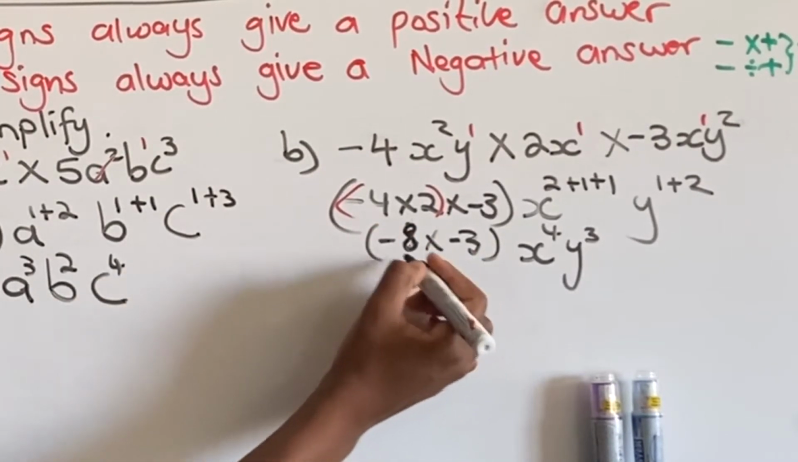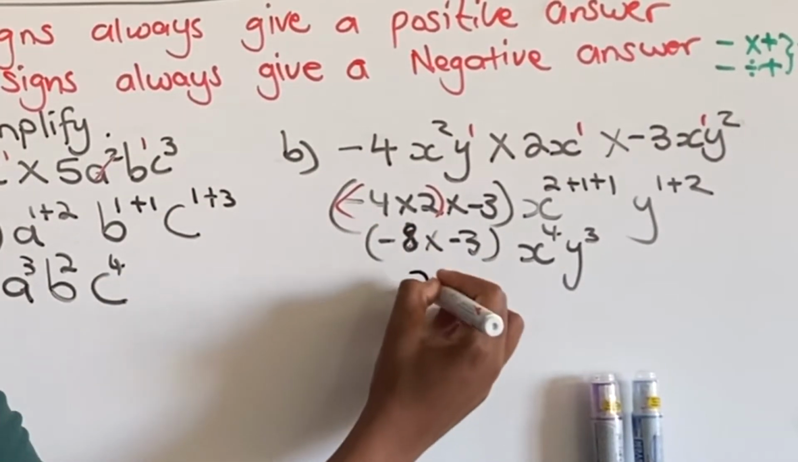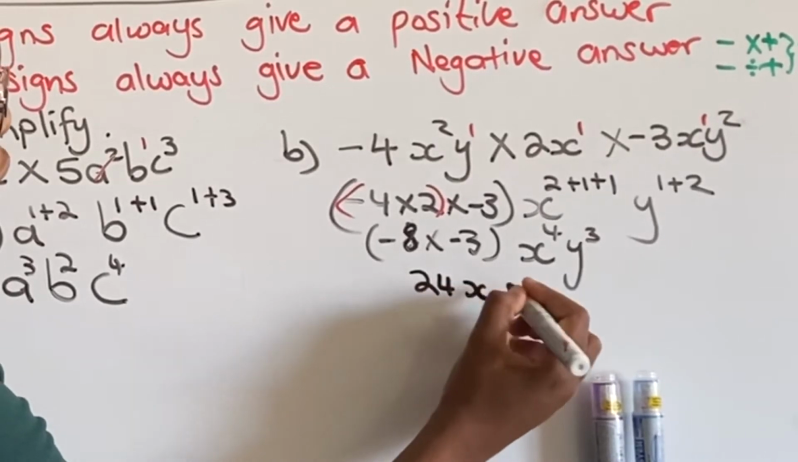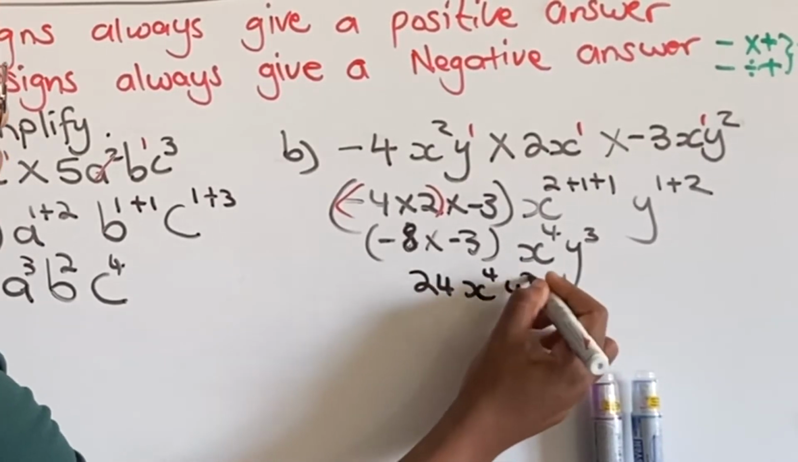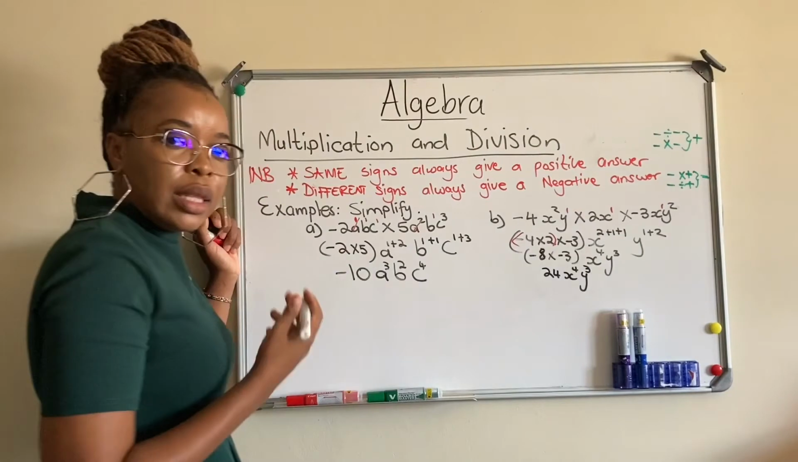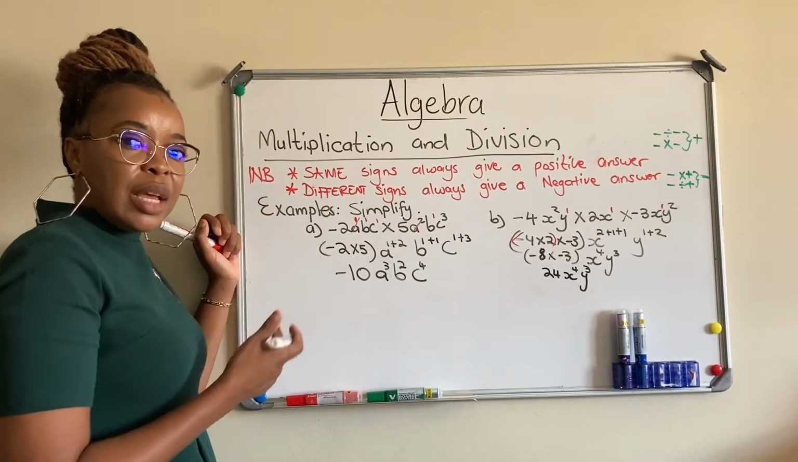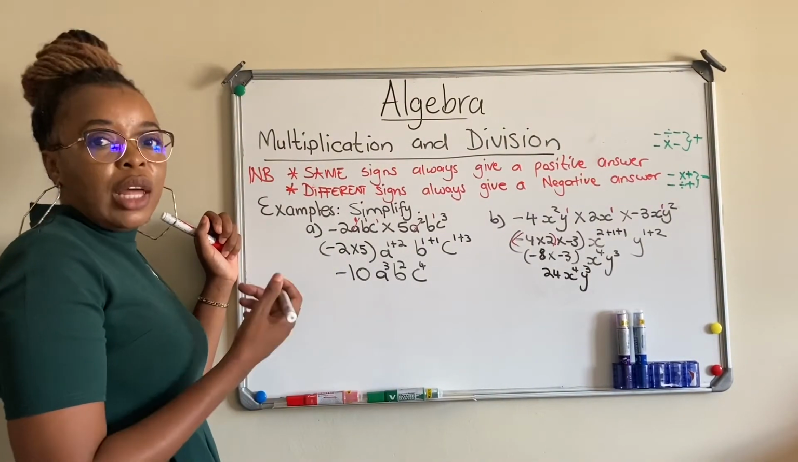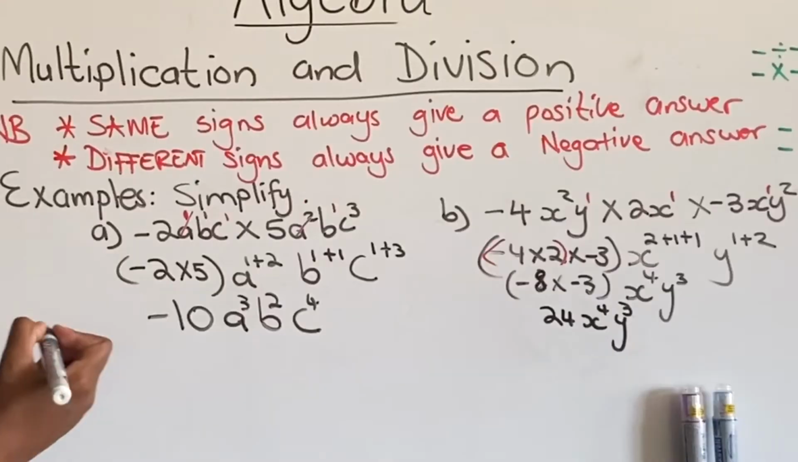So we have a positive, and 8 times 3 is 24. So we have 24x to the power of 4, y to the power of 3. I do hope that you got the same answers, and if not, that you have figured out your mistakes. We move on to C.